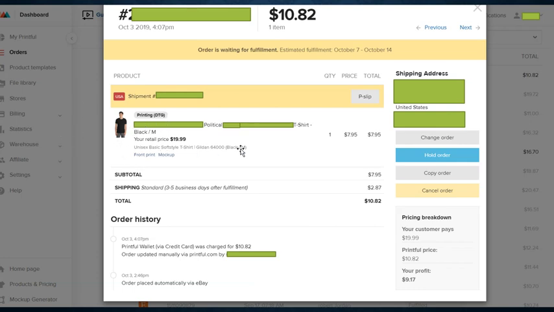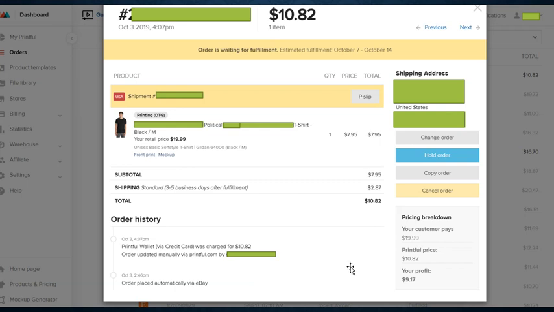As you can see here, this is the same t-shirt, which I've sold for $19.99 minus $1 for PayPal fees, and it was free shipping. My cost for the t-shirt is $7.95 plus shipping of $2.87 for the total cost. So this is my cost of $10.82. And here's the pricing breakdown. My customer paid $19.99 minus $1, so $18.99, minus $10.82, which is my Printful price, for a profit of $9.17, but in reality, it's $8.17.